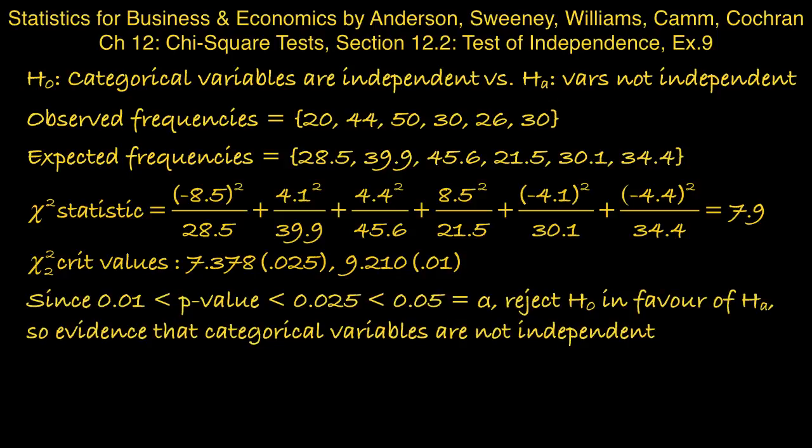Our p-value is therefore less than our significance level alpha 0.05, and so we reject the null in favor of the alternative, and so this means there is evidence that the categorical variables are not independent.